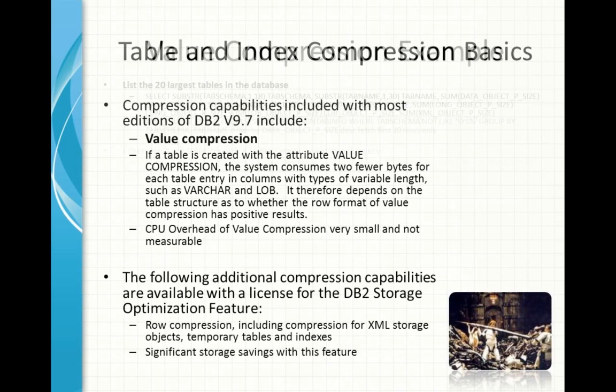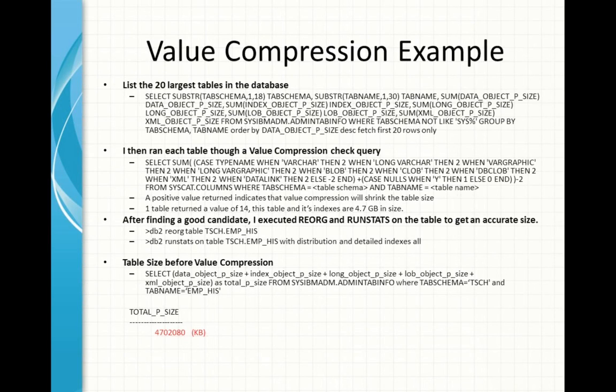Again, a thing about value compression is it's free. It's included with the edition of DB2 you probably already have. The other type is deep compression, and that comes with a DB2 storage optimization license. So it does cost. You get a lot more compression. Includes compression for XML storage and tables and indexes, and there is a significant storage savings. Most of my clients are not using the storage optimization feature, so a good candidate is the value compression.